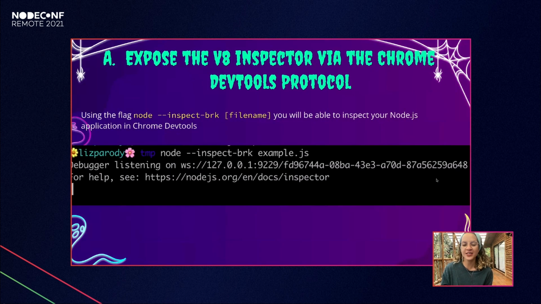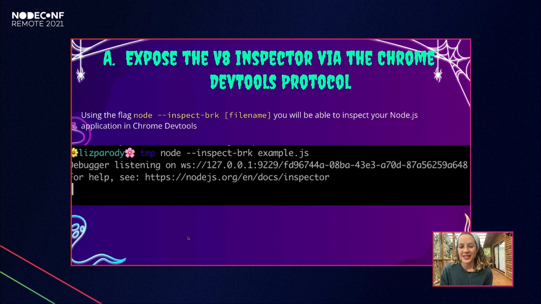And the first one that we're going to talk about today is exposing the V8 inspector via the Chrome DevTools protocol. If you develop in the front end, you will be familiar with Chrome DevTools. A few years ago, Chrome DevTools was integrated directly into V8, expanding its capabilities to include Node.js applications. Using this flag that you can see here, node --inspect-brk and the file name, you will be able to inspect your Node.js applications in Chrome DevTools.